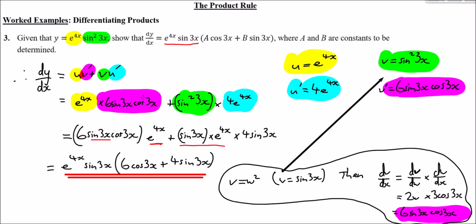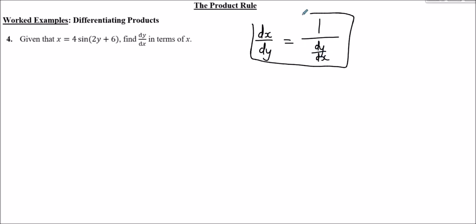Now let's have a look at the final worked example 4. Given that x is 4 sine 2y plus 6, find dy by dx in terms of x. So what we're going to do here is actually use the fact that dx over dy is the same as 1 over dy by dx. So first of all, we're going to differentiate with respect to y.